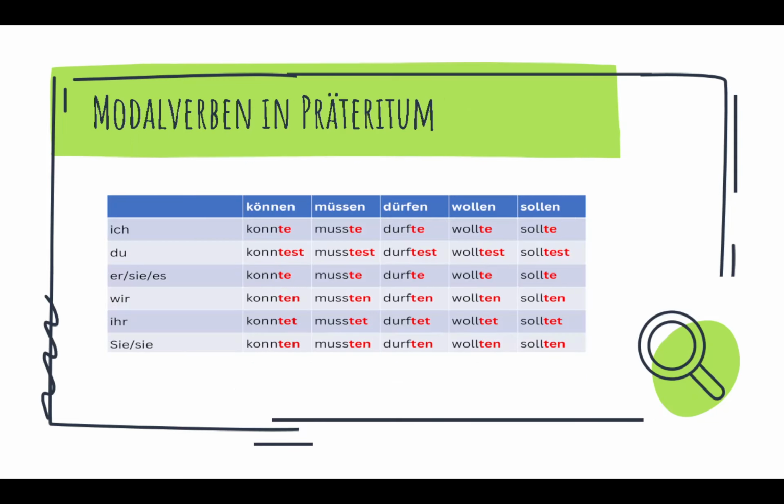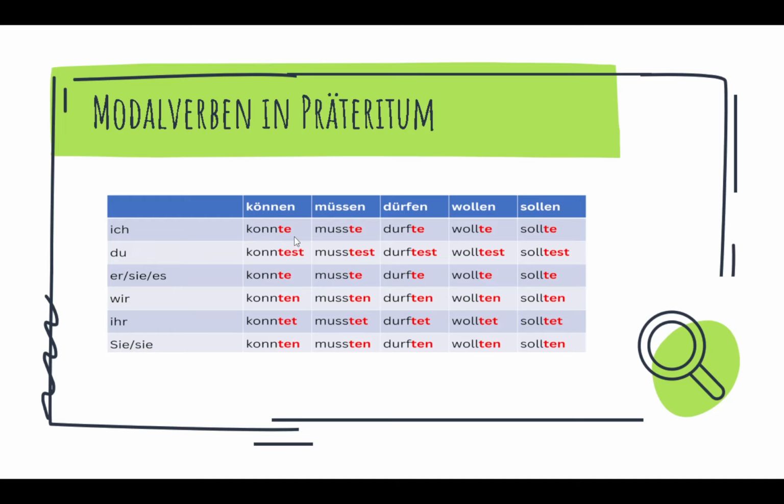And with that, now we come to the Modalverben in Präteritum form. You know all these five modal Verben, können, müssen, dürfen, wollen, and sollen. So in Präteritum form, we do not write umlaut on any of these verbs. These three verbs have umlaut in their original infinitive form, but when you conjugate them in past form, you do not write umlauts here, if you can see here. So the endings are again the same.